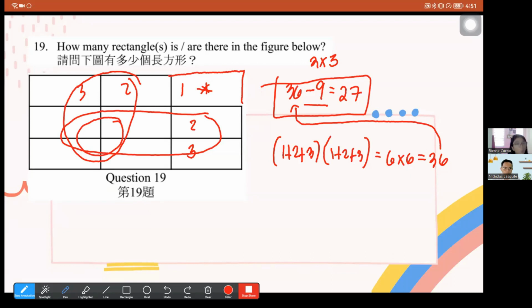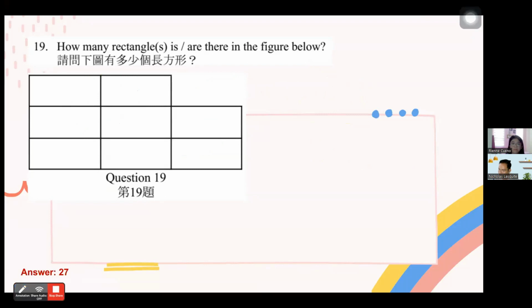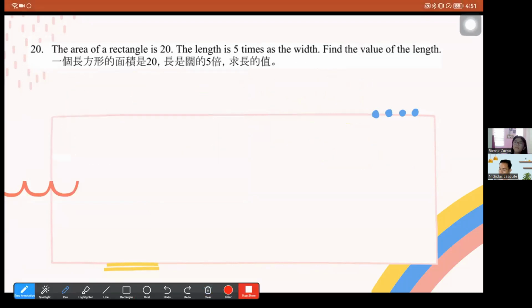Okay, let's continue with number 20. The area of a rectangle is 20. The length is 5 times the width. Find the value of the length. So the area of a rectangle is simply length times width, right? So your length times width is equal to 20. In the given, your length is 5 times your width.